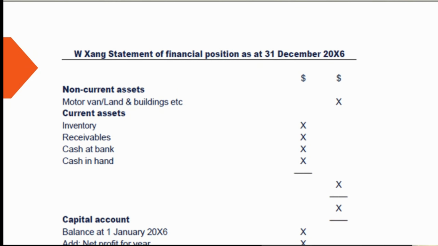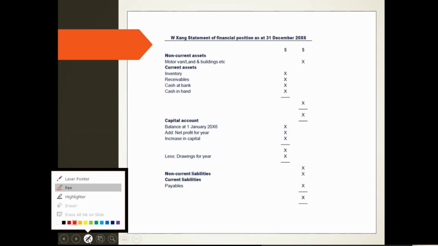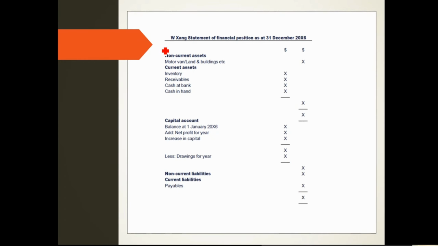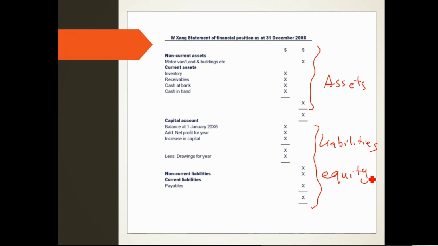This is one example of the financial position and the items located in each part. This is the top half, and this is the bottom half. The top half has the assets, and the bottom half has liabilities and equity. So those are the items for both halves of the financial position statement.